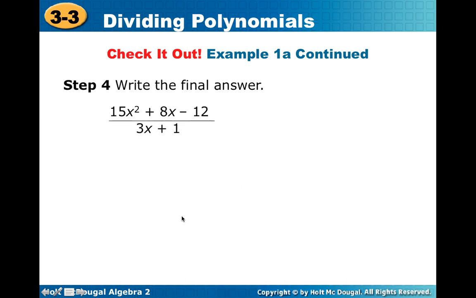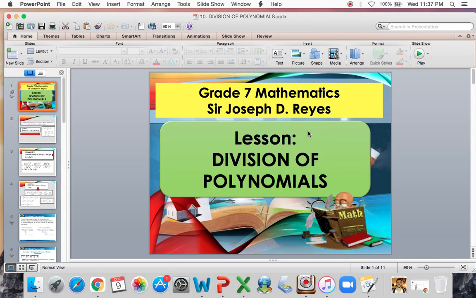So, for the final answer niyan, ganyan yung itsura niya. So, 5x plus 1 minus 13 over 3x plus 1. So, that's all about the divisions of polynomials.